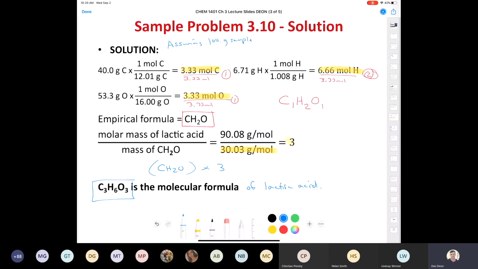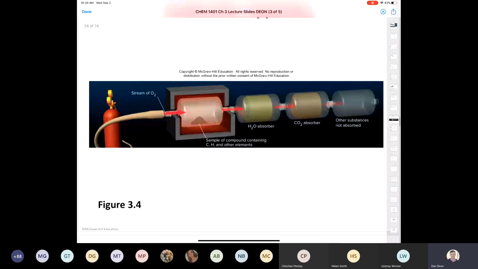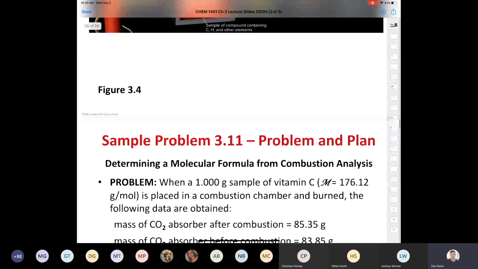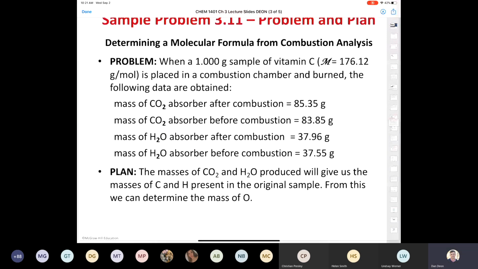All right, good. In the interest of time, I'm going to skip the next slide, which talks about a combustion apparatus. I'll leave that as an FYI. If I have time at the end of the class, I'll talk about this. Basically, it's just a way to burn a sample and then analyze the amount of water and carbon dioxide and other gases that are produced. So that's what a combustion apparatus looks like. I've never used one in my life, but anyhow, combustion analysis was used to set up this problem right here.